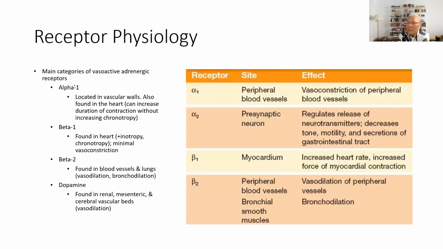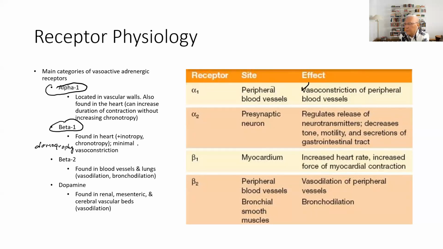So again, there are several types of receptors. Alpha-1 receptors are located in vascular walls. Now, this causes vasoconstriction of the peripheral blood vessels, and therefore it will increase blood pressure. Beta-1 receptors are found in the heart, and it could cause positive inotropy, as well as chronotropy and dromotropy.